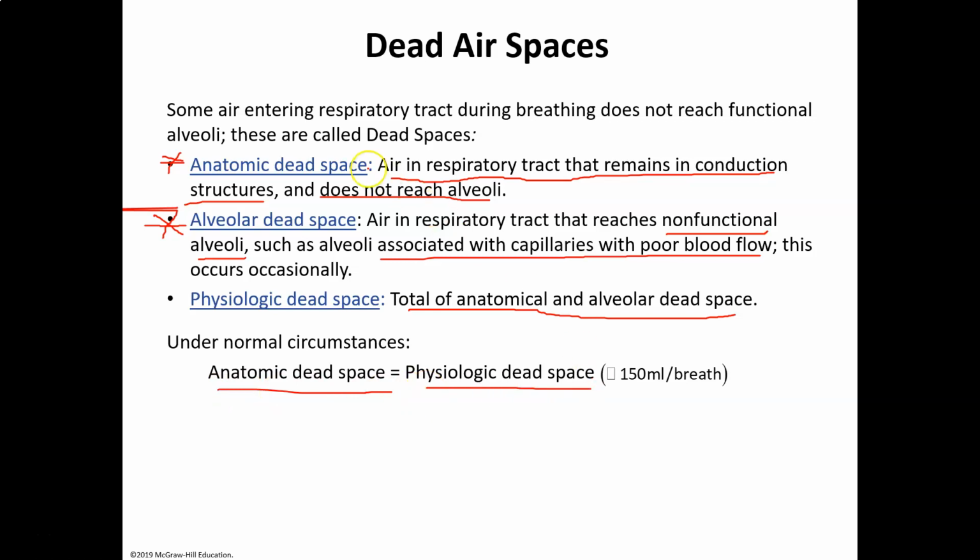For people who have healthy, youthful lungs, you really don't have very much alveolar dead space. That happens with age, or with things like smoking, or if you worked in a coal mine, where somehow you're destroying alveoli, and that increases over time. But under normal circumstances, anatomic dead space equals physiologic dead space, and that is about 150 mils per breath. So 150 mils of air is sitting inside the ductwork in your lungs.